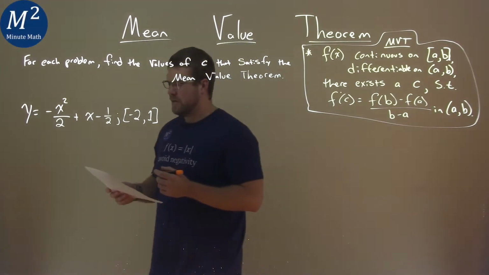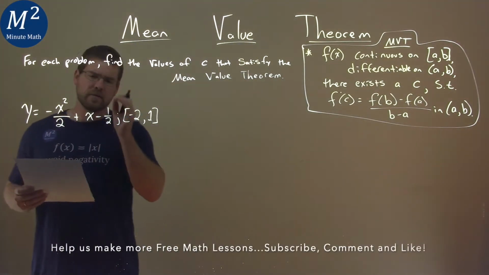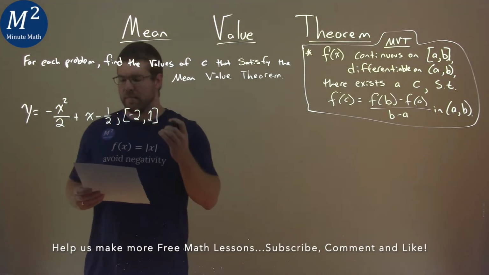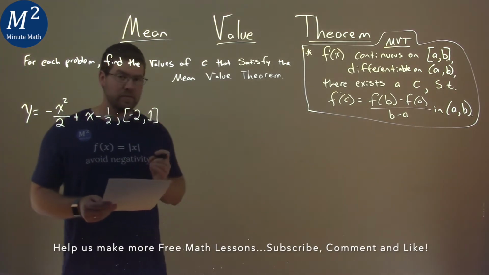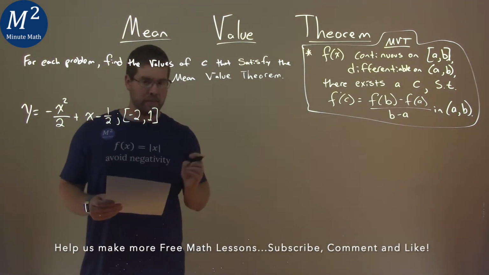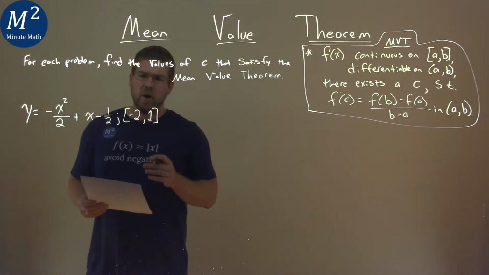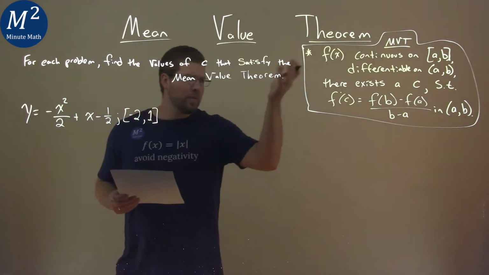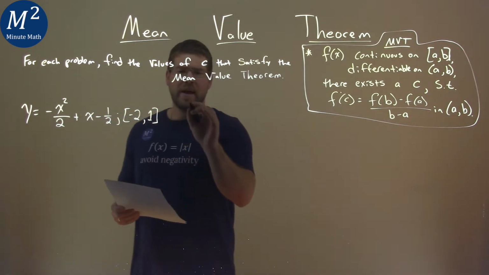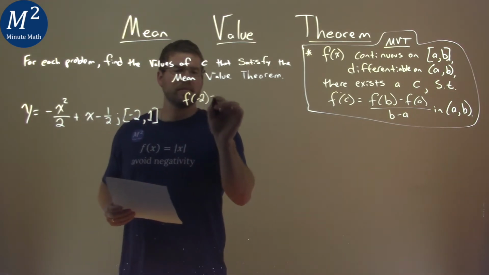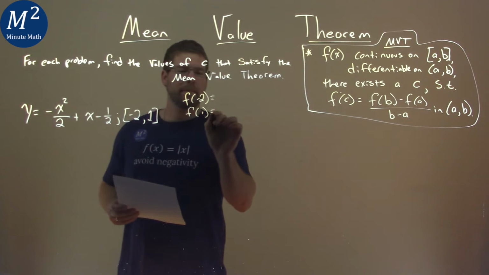We're given this problem right here. Y equals negative x squared over 2 plus x minus 1/2. And we have to find the values of c that satisfy the mean value theorem on the interval from -2 to 1. Now, when we're applying the mean value theorem, we first want to find what f of -2 is and f of 1.